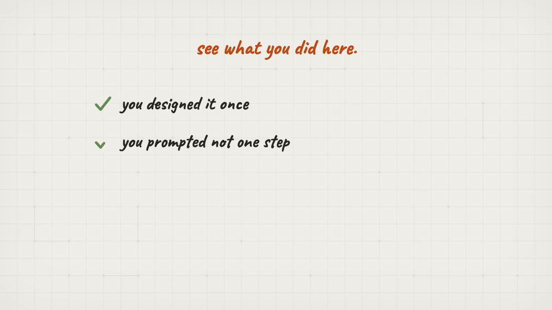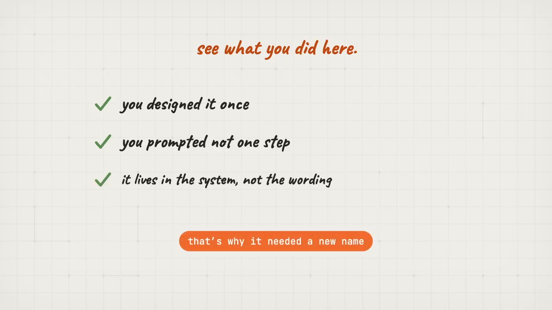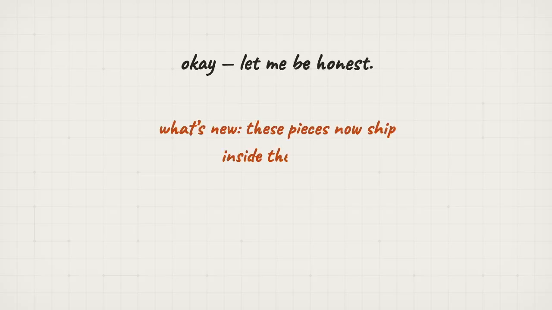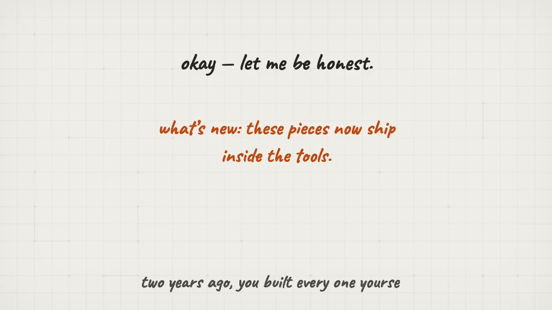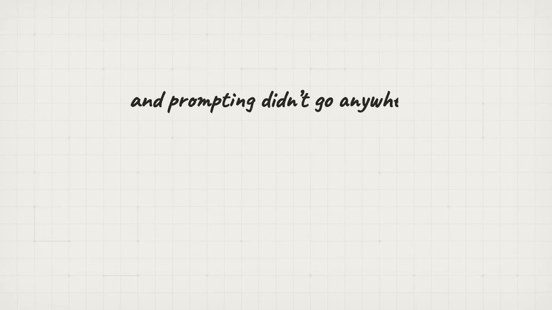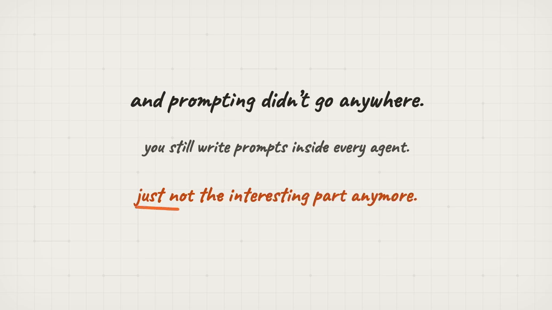And see what you did here. You designed this once, you didn't prompt a single step of it. Every part lives in the system around the model, not in the wording, and that's why it needed a new name. Now, let me be honest with you about this. So, what's new here? These pieces now ship inside the tools. 2 years ago, you would have built every one of them yourself, and prompting didn't go anywhere. You still write prompts inside every one of those agents. They just stopped being the interesting part of your job.